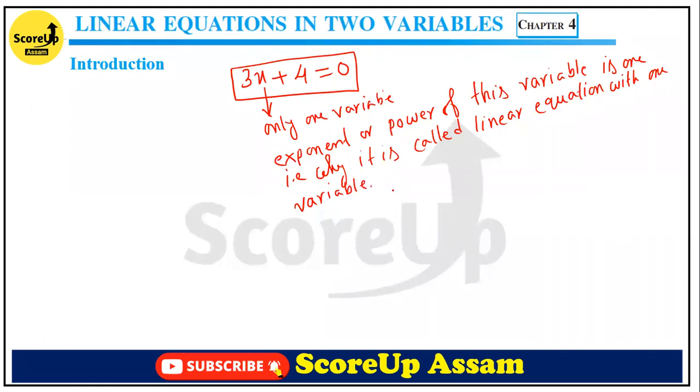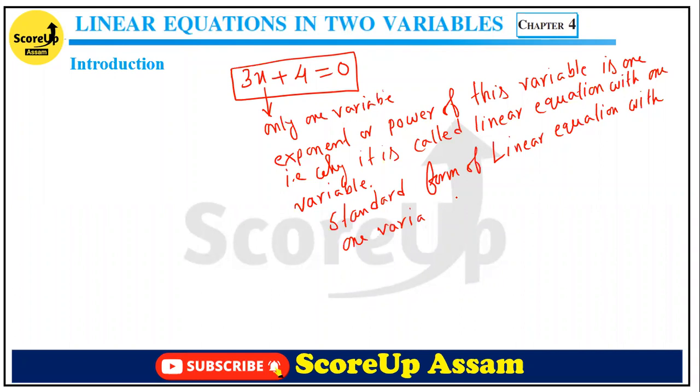Okay. Now, the standard form of a linear equation with one variable is ax plus b is equal to 0. This is the standard form of a linear equation in one variable.